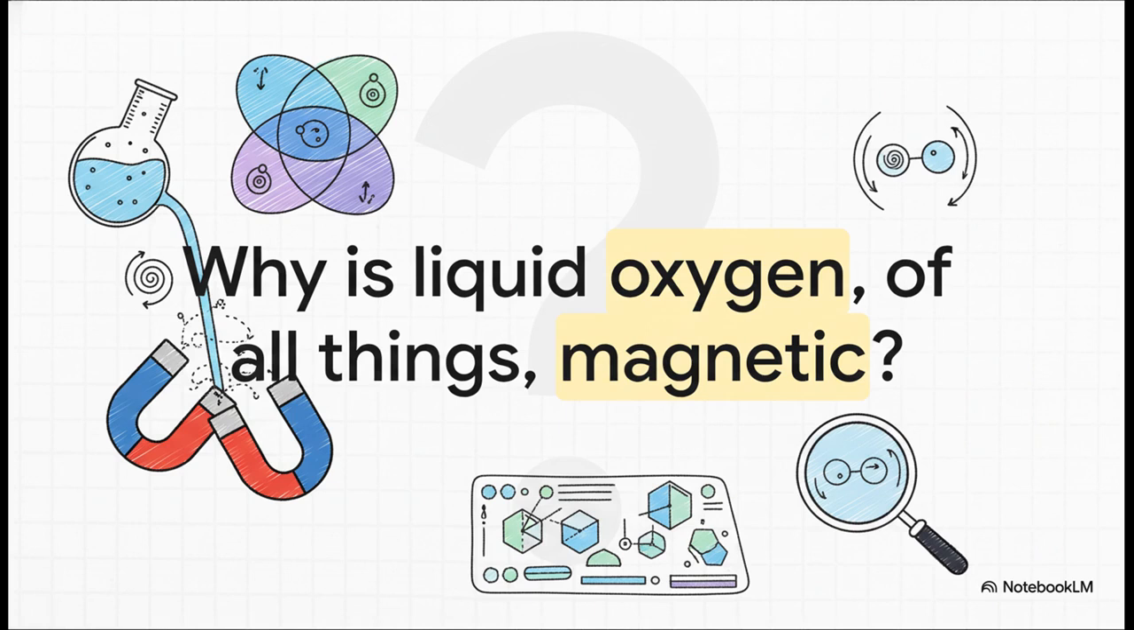You've seen magnets stick to your fridge, no big deal. But what about a magnet sticking to a liquid? It sounds nuts, but if you pour liquid oxygen between the poles of a powerful magnet, it just hangs there. It's magnetic. The usual models of chemical bonds, the ones with sticks and dots, have absolutely no explanation for this. To solve this mystery, we're going to need that new dashboard.